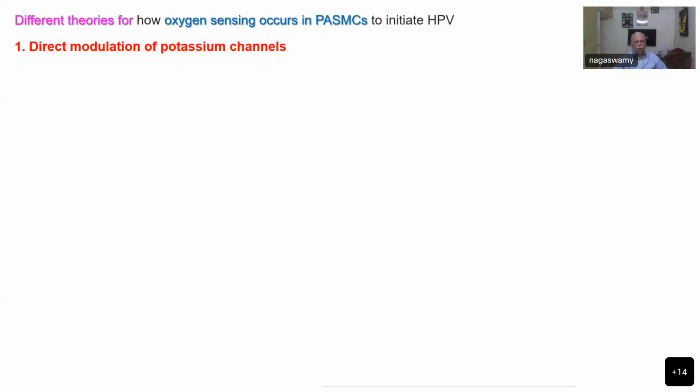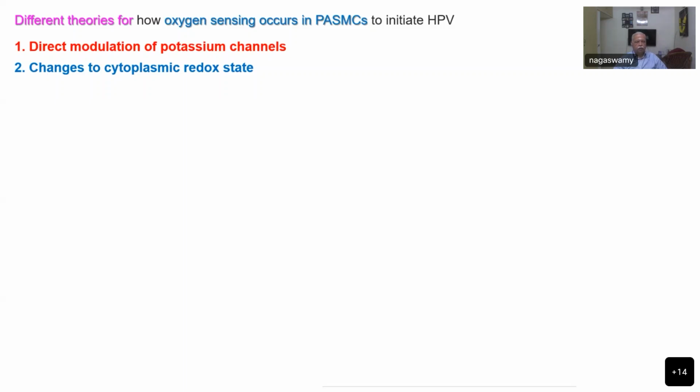One is the direct modulation of potassium channels. When the potassium channels are inactivated, there is no efflux of potassium, so the intracellular negativity is reduced and depolarization occurs. Once depolarization occurs, calcium will be released. Calcium will cause contraction of the smooth muscle. So that is the direct modulation of potassium channels.